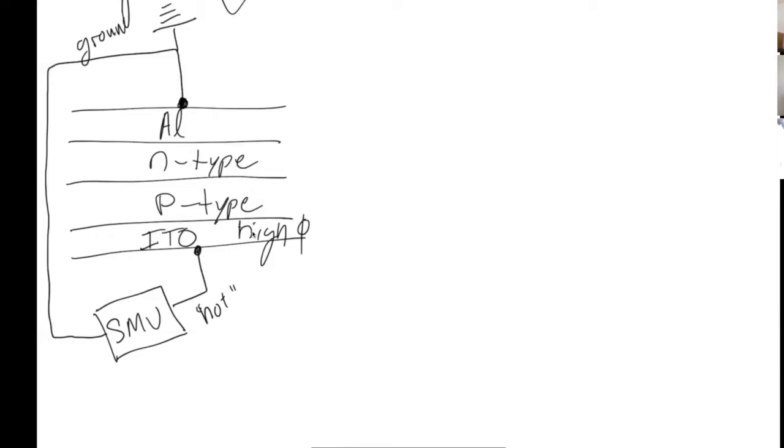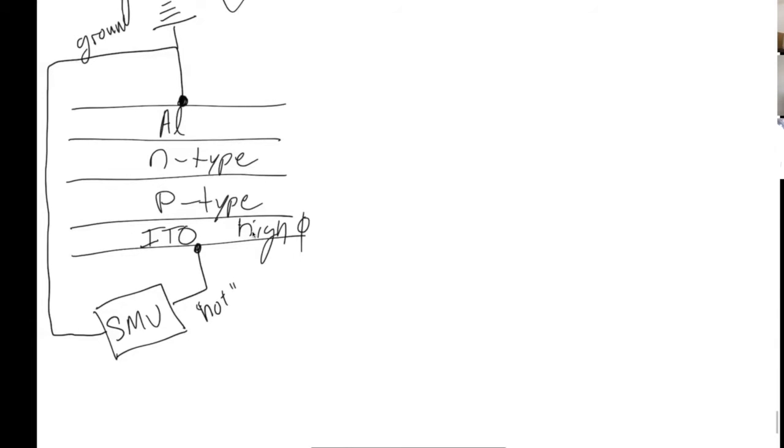So when we apply a voltage and measure current, we get a negative current when electrons are headed through the hot electrode into the device, and we get a positive current when positive charges are going from the SMU through the hot electrode into the device.